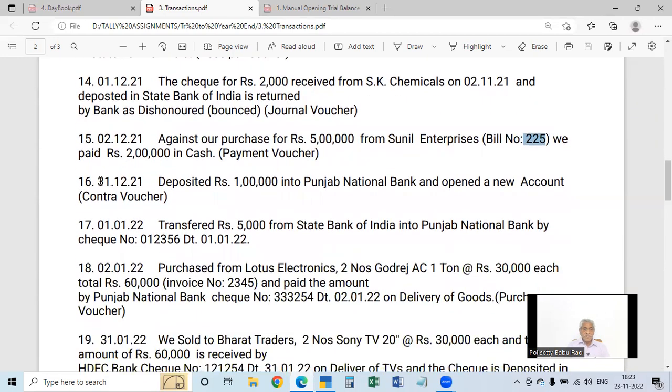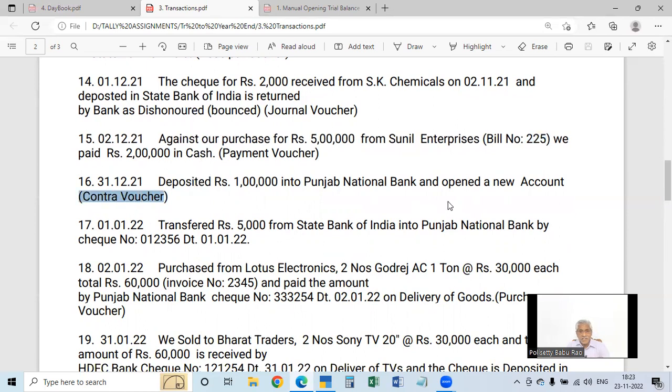Okay. Next, on 31st December, deposited 1 lakh into Punjab National Bank and opened a new account. New account means new bank account. So we paid cash into bank and opened a new account. That means paying money into bank. Receiving money, paying money into bank means we have to enter it in the contra voucher.